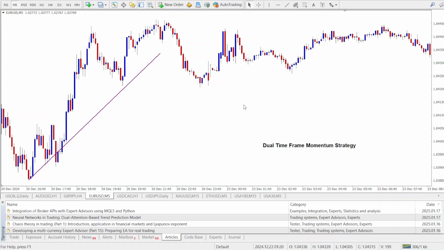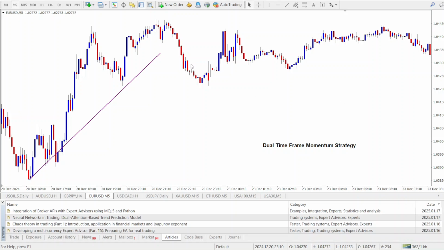You have probably heard the saying, the trend is your friend. Well, when you only use one time frame, you might think you are catching a trend, but in reality you could be entering too early or too late. By using two time frames, you get both the macro and the micro perspective. So let us break it down.